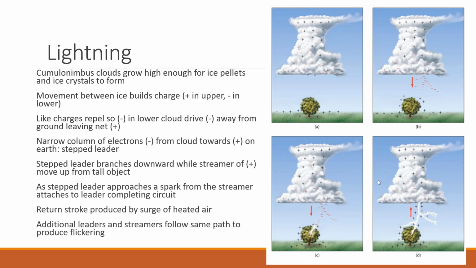A return stroke produced by a surge of heated air is the flash. And then we can have additional leaders and streamers follow the same path, so that's where we get the flickering. So lightning can strike the same place twice. It tends to follow the same paths.